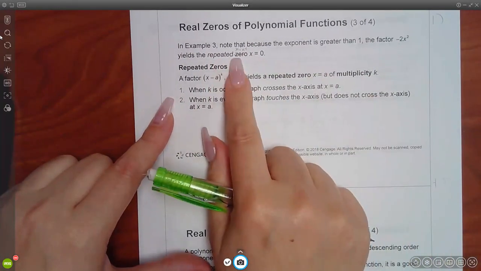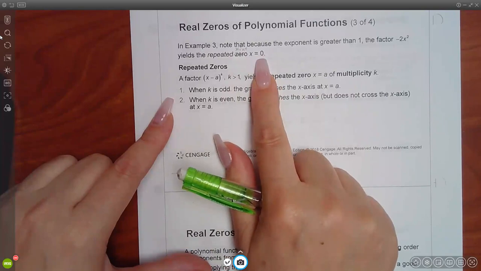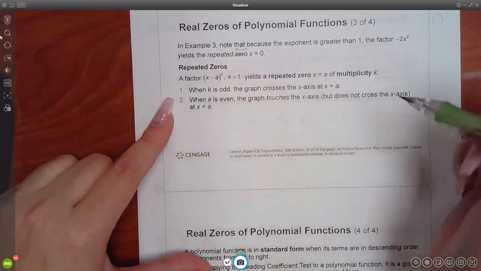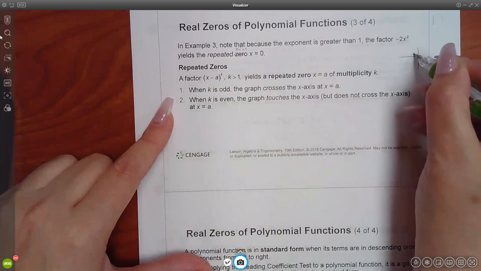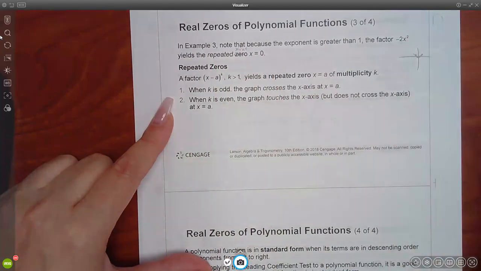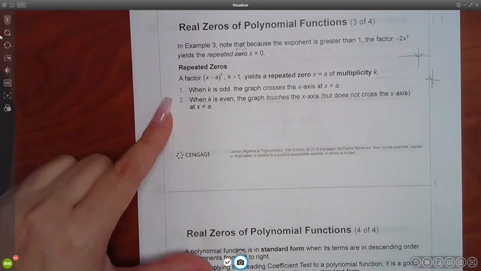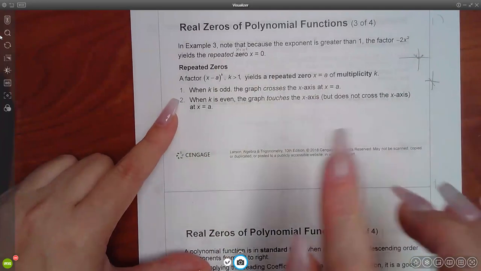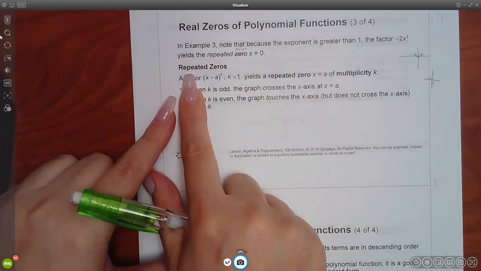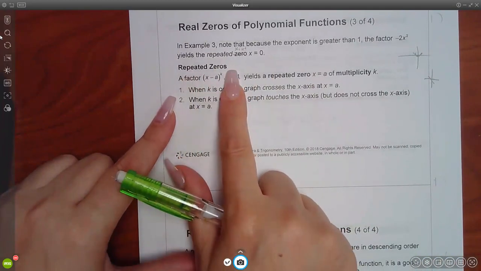It repeated x-intercept at x equals 0. The fact that it repeated is how I knew that it did this, okay? Instead of just going through that 0. We'll talk more about that right now, actually. So super soon, repeated zeros.